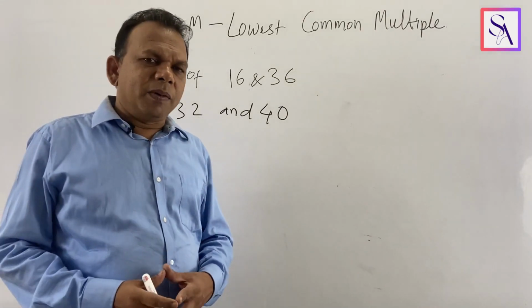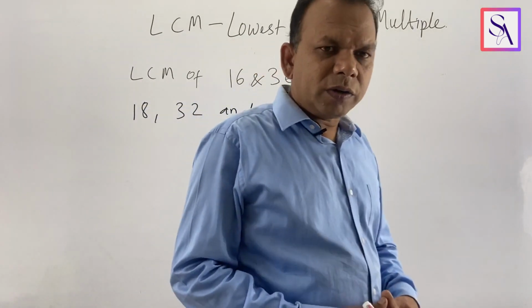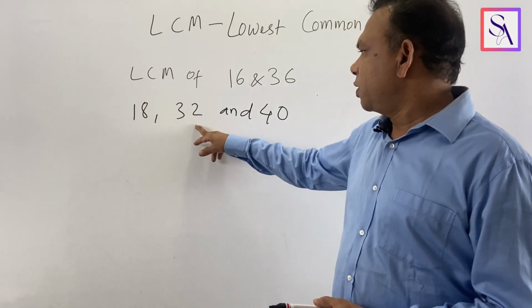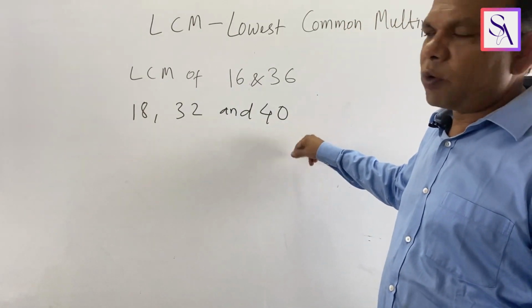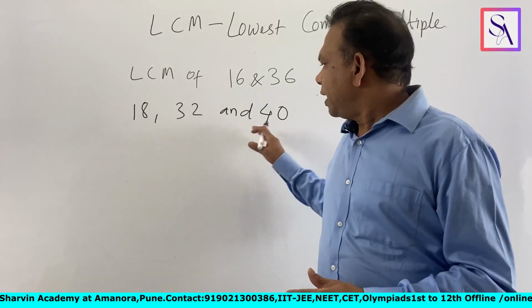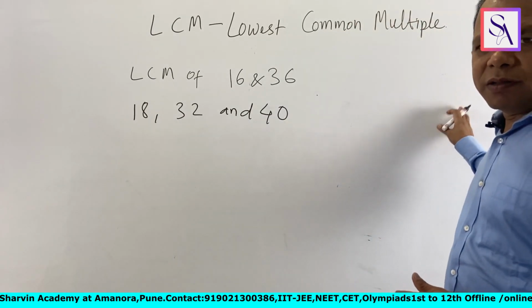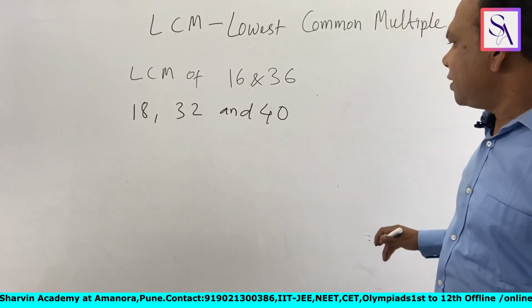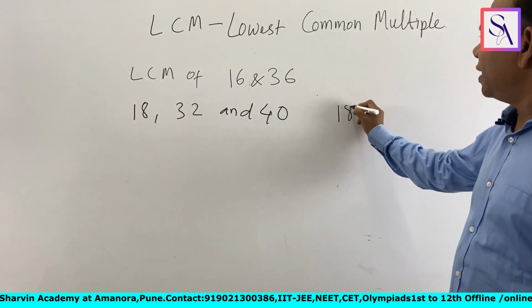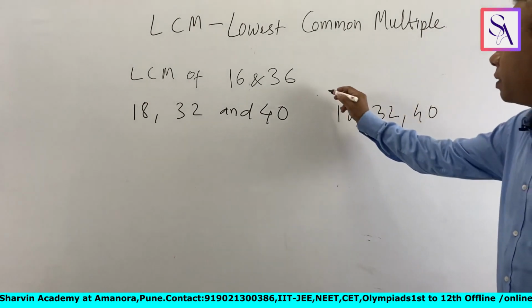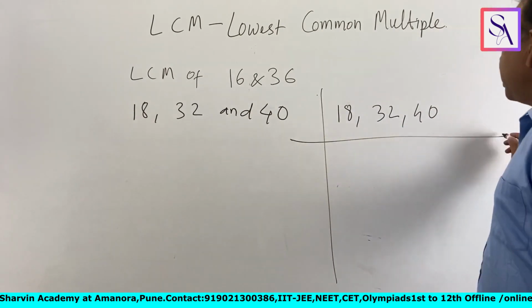So take another example. I need to find out the LCM of 3 numbers. One is 18, another is 32 and the third one is 40. You can find out the LCM of any numbers, 3 numbers, 4 numbers, 10 numbers, 100 numbers, right? So the method is the same. To find the LCM, you need to write down like this: 18, 32, 40. Same method, you need to do this arrangement.